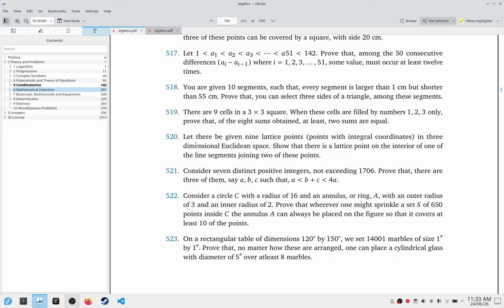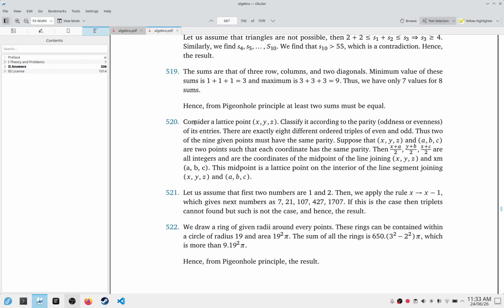Question 520 says that let there be given 9 lattice points with integral coordinates in 3-dimensional Euclidean space. Prove that there is a lattice point on the interior of one of the line segments joining 2 of these points. We consider a lattice point and classify it according to the parity, oddness or evenness, of its coordinates. There are exactly 8 different ordered triplets of even and odd. Thus, 2 of the 9 given points must have the same parity.